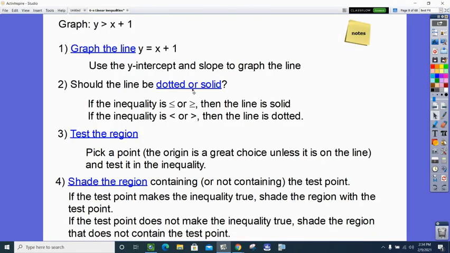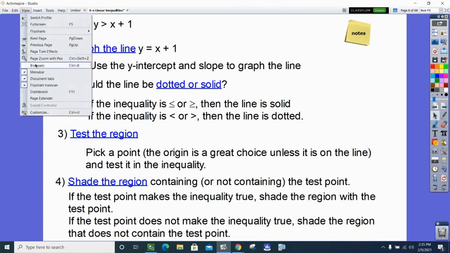When you go to draw the line, you ask yourself dotted or solid. It depends on whether it's less than or equal to or greater than or equal to for solid, strictly less than or greater than for dotted. And then you pick a point on one side or the other and test it in the original inequality. If it works, you shade that side. If not, you shade the other side. The origin is a wonderful choice, if it's not too close to the line. And then finally, you shade the side that contains that solution.